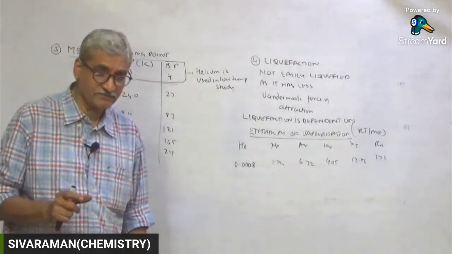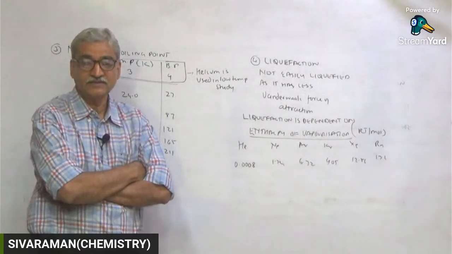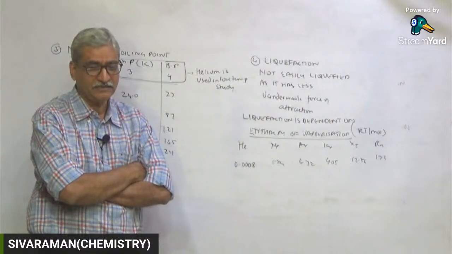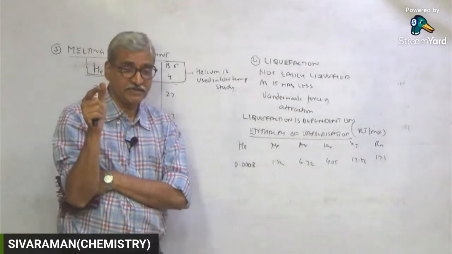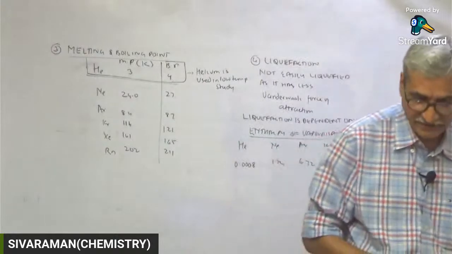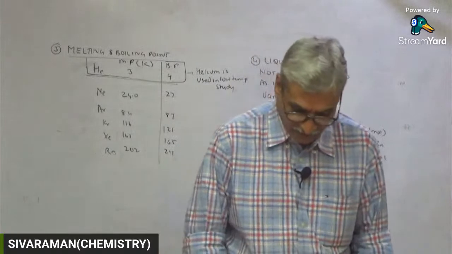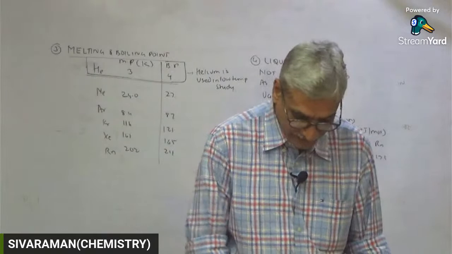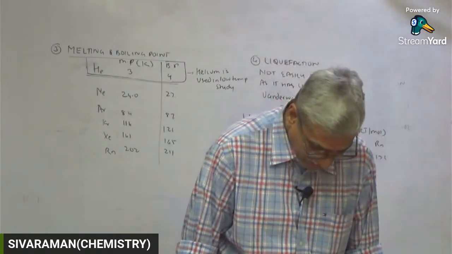What is liquefaction? This you have studied in your 11th standard gaseous state chapter. We have something called critical temperature and critical pressure. I told you earlier also, for carbon dioxide we needed the value. They are taught in 11th standard. If you remember, Andrews isotherms is what we had done in 11th standard. In Andrews isotherms, we had studied the liquefaction of carbon dioxide.